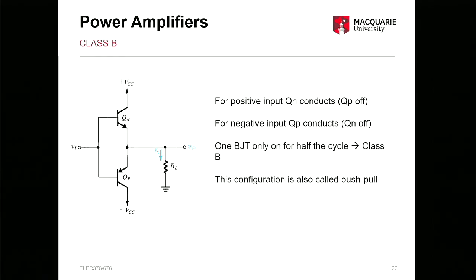So one BJT is only on for half the cycle. This is Class B. Each one of those transistors is essentially your class B 180 degree conduction angle.